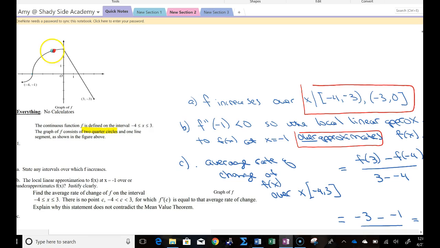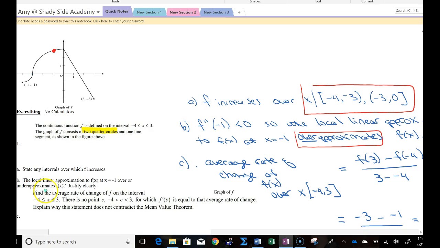f is increasing here. But at this point, f prime doesn't exist, it's a point of vertical tangency. Hence, look at my intervals of increase. See how -3 is not included? And remember I said to you before, intervals of increase and decrease are inclusive except under 2 conditions. If f doesn't exist at one of the endpoints, or if f is not differentiable at one of the endpoints, which is the case here.